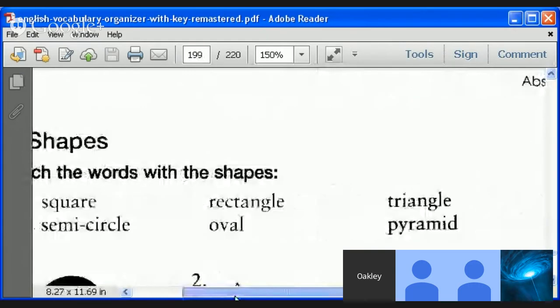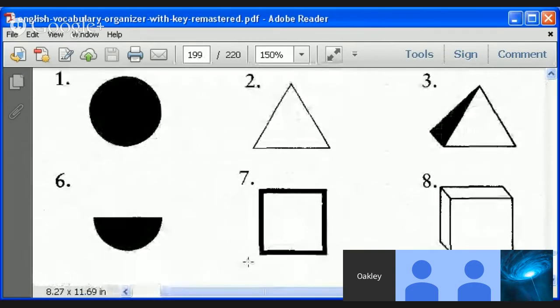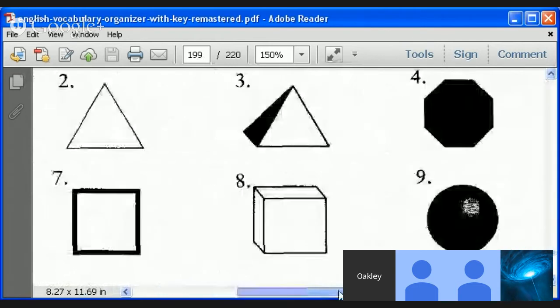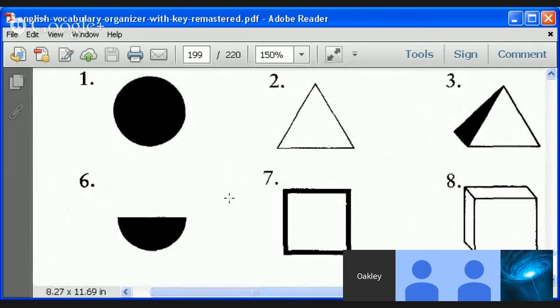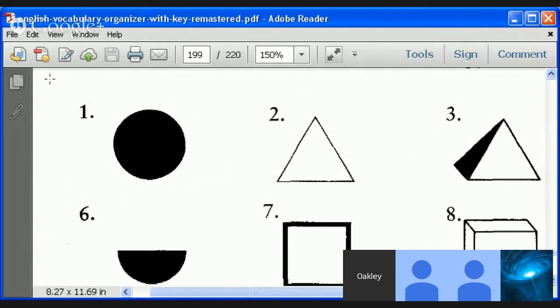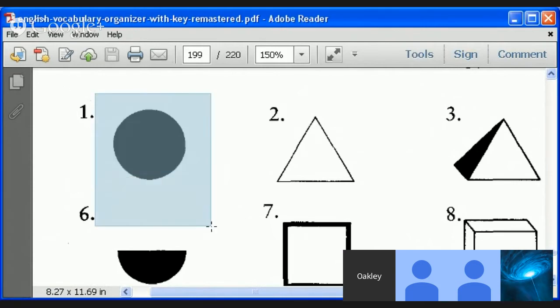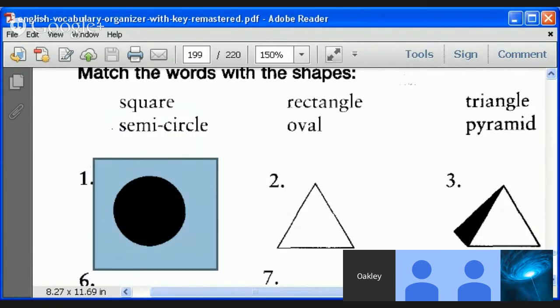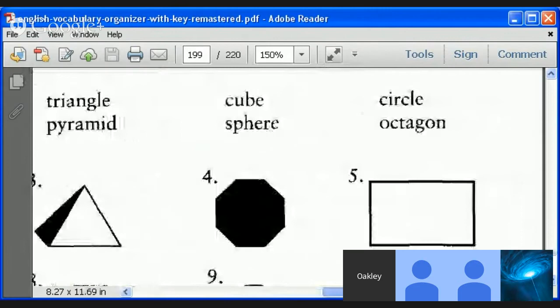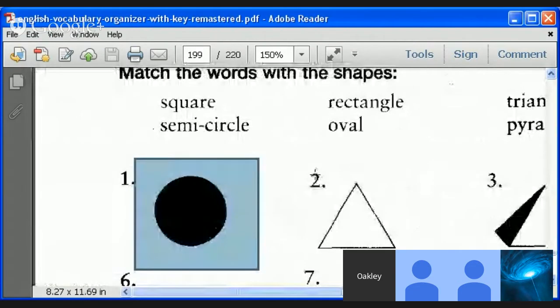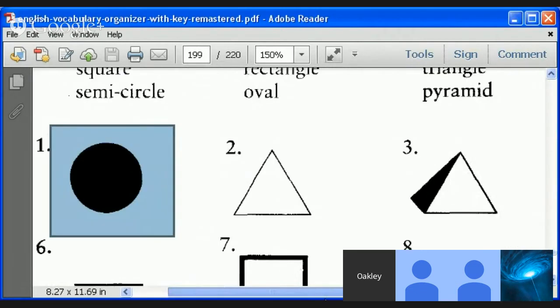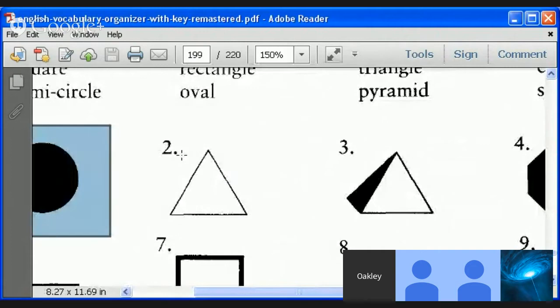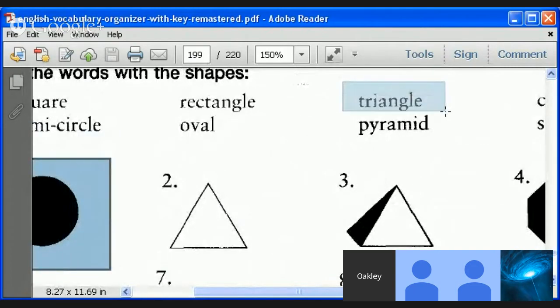Now we're going to get to some shapes here. All right. What are these shapes? Okay. Now we're going to get challenging here. Mustafa, what is this shape? Number 1. It is a circle. Is that one of our options? Yes, it is. Circle. Very good. And Claudia, what is shape number 2? Triangle. It is a triangle. Very good.